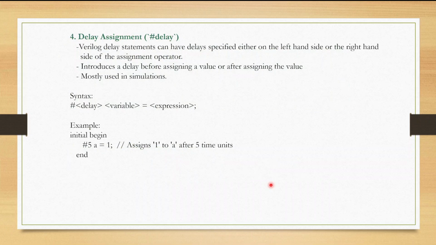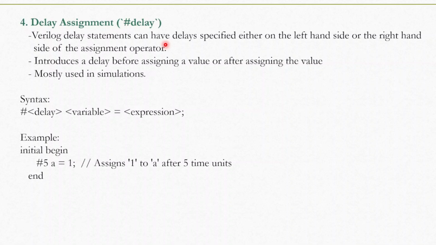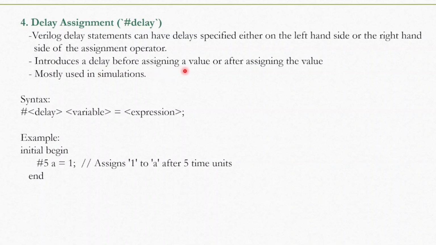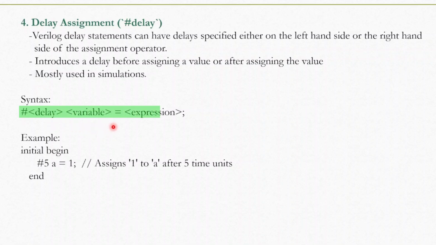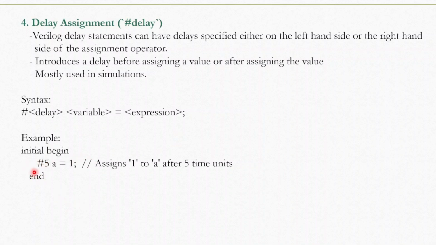Next one is delay assignment. Verilog delay assignment can have delay specified either on the left side or on the right side of the assignment operator. We can introduce delay before assigning a value or after assigning the value. Delay assignment is mostly used in simulations. The syntax for delay assignment is # delay, then variable, then assign operator, then expression, then semicolon. In this example, inside the initial block, we write #5 a = 1. It means assign 1 to a after 5 time units.